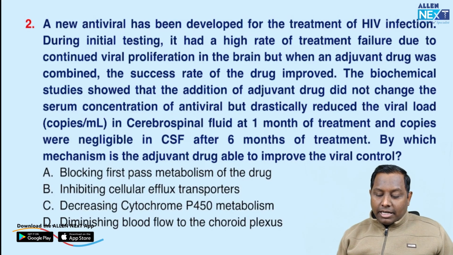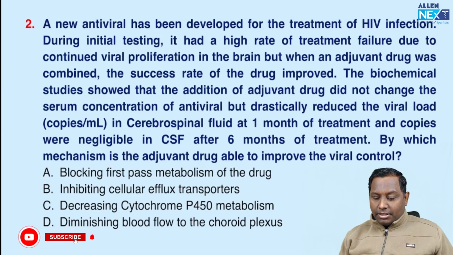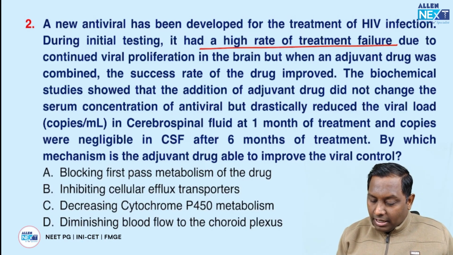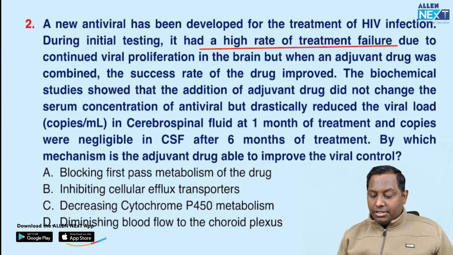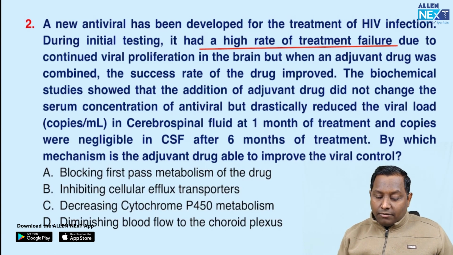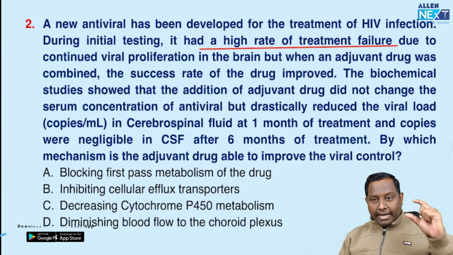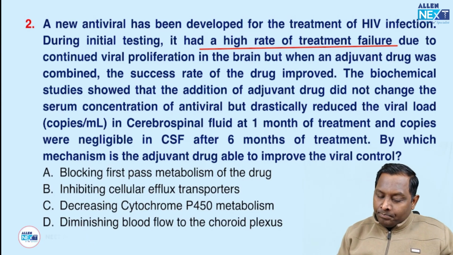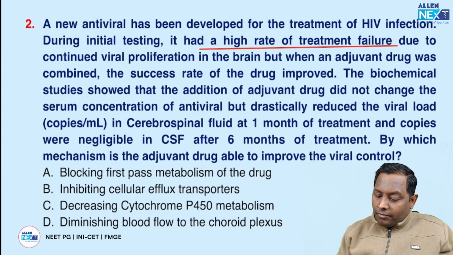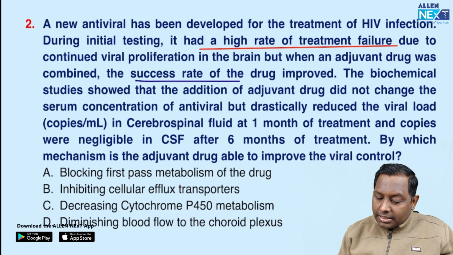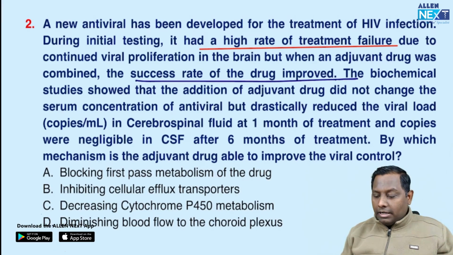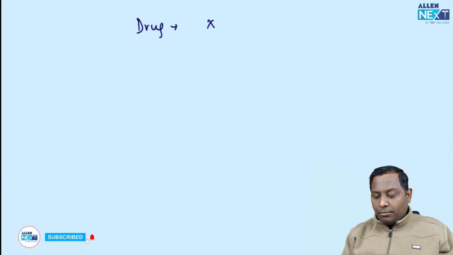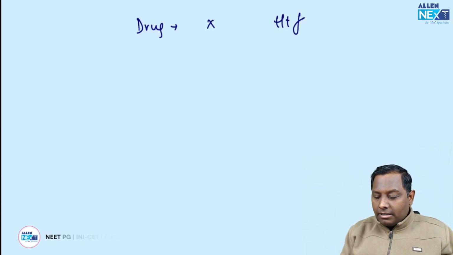A new antiviral drug has been developed for the treatment of HIV infection. During the initial testing, it had a high rate of treatment failure due to continued viral proliferation in the brain. But when an adjuvant drug was combined, the success rate of the drug improved. So there is a drug X, when it is given alone, it is having high treatment failure. So that's good, right? They are saying that drug X is having less response. There is going to be treatment failure.